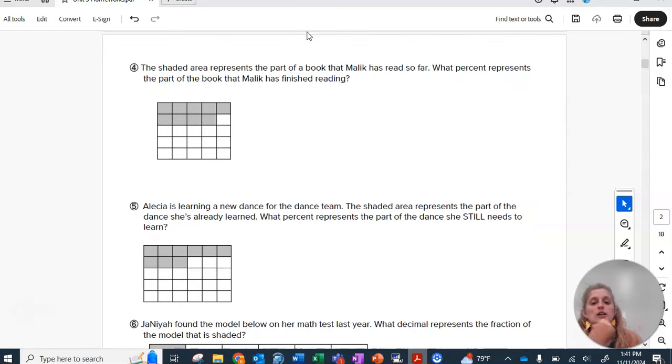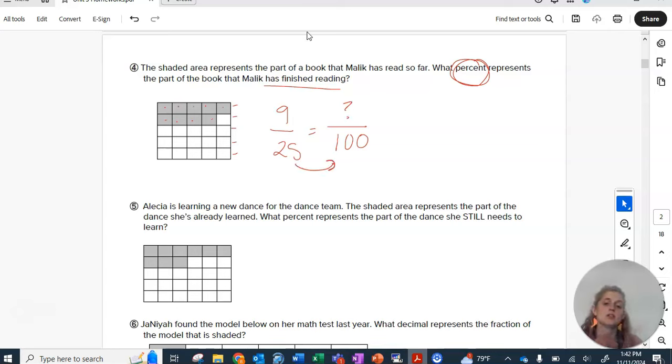On the back page, the shaded area represents the part of the book that Malik has read so far. What percent represents the part of the book he has finished? Okay, so we are looking at shaded, and we're looking for a percent. Remember that whatever your fraction is, let's see, 1, 2, 3, 4, 5, 6, 7, 8, 9, 5, 10, 15, 20, 25. Percents are not like that. Percents are like when we find a decimal, because percents are always out of 100. So I'm looking for this answer here. And I'm not looking for it in fraction form, I'm looking for it in percent form. So you write your answer, and then it has a percent sign at the end.